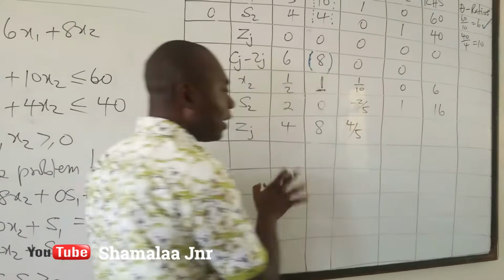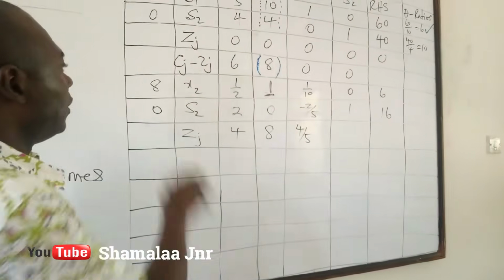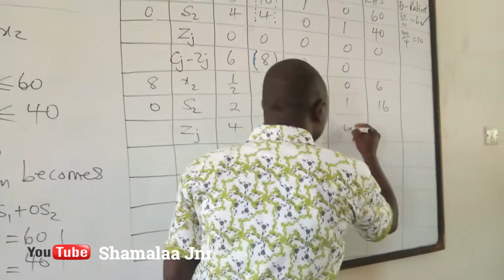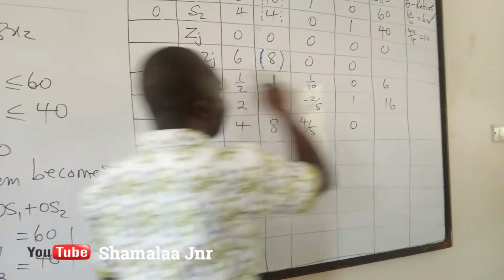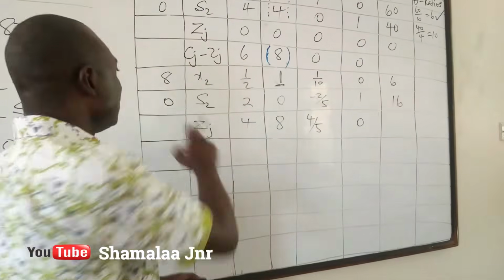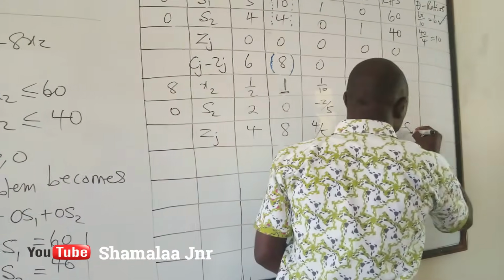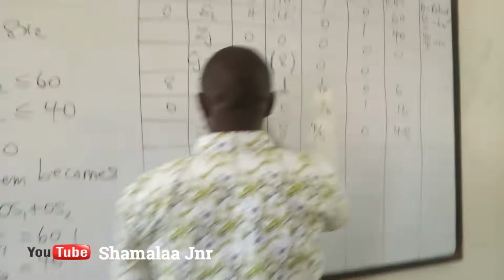You always write the answer in the simplest form. 8 times 0 is 0. 0 times 0 is 0. So this one will give us 0. 8 times 6 is 48. 0 times 16 is 0. So that will be 48. Because this times this plus this times that. So you have it this way.